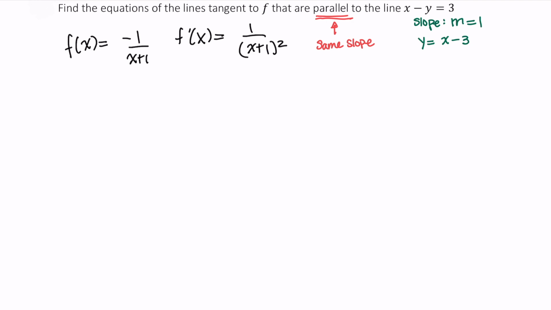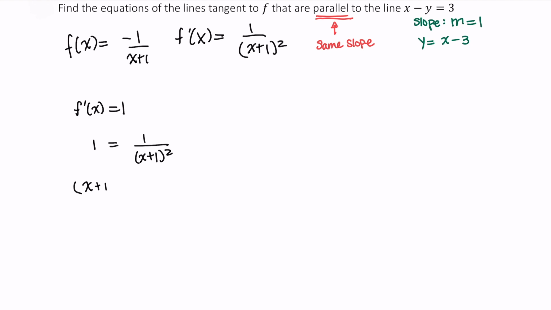So with that, recall that the derivative function gives you the slope of this curve for any x value. So all I need to do is set this derivative function equal to 1, and then I'll find whatever point or points are parallel, that is, have a slope of 1. All right, so 1 is equal to 1 over (x plus 1) quantity squared.